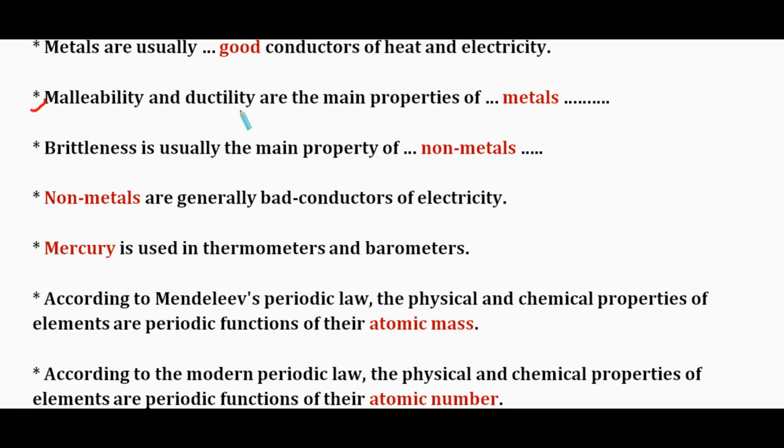Next question is: malleability and ductility are the main properties of metals. Brittleness is usually the main property of non-metals. Non-metals are generally bad conductors of electricity. Mercury is used in thermometers and barometers. According to Mendeleev's periodic law, the physical and chemical properties of elements are functions of their atomic mass.